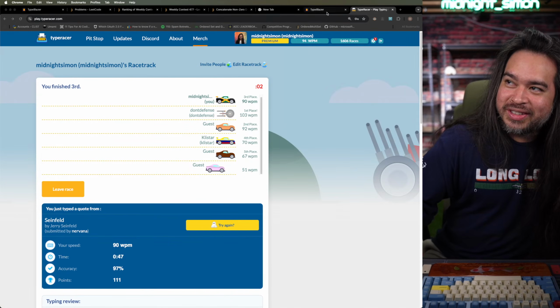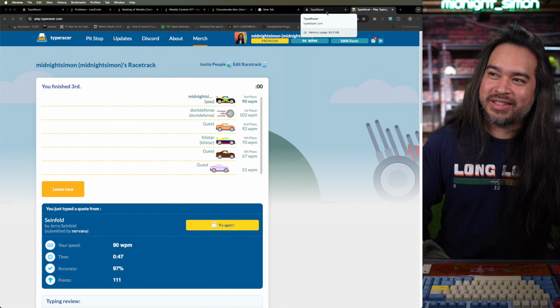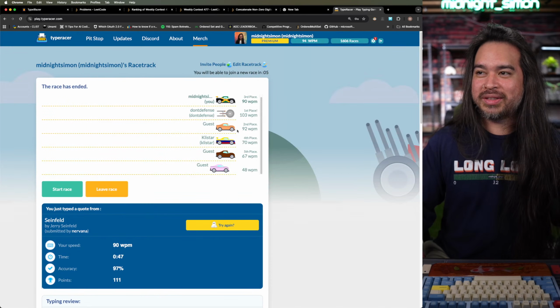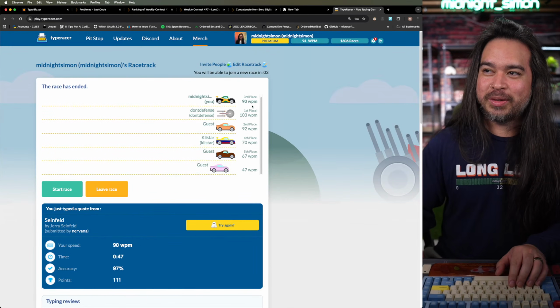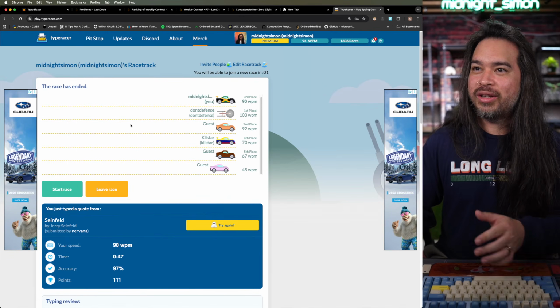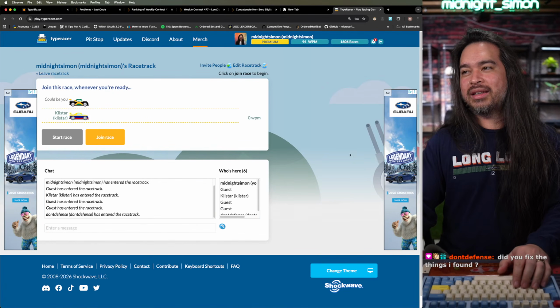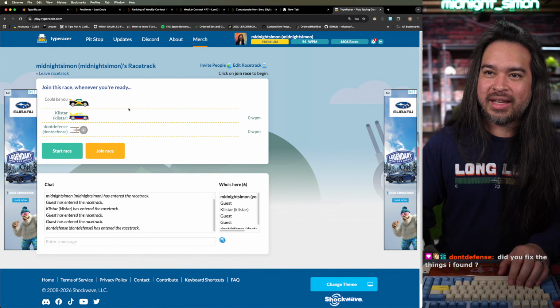Type Blazer, it's coming along, man. I can't wait until I finish it up more. Anyways, I can't wait to retire Type Racer. Hey, look, I paid for this damn website and they're still giving me ads, man. Get out of here, ads.